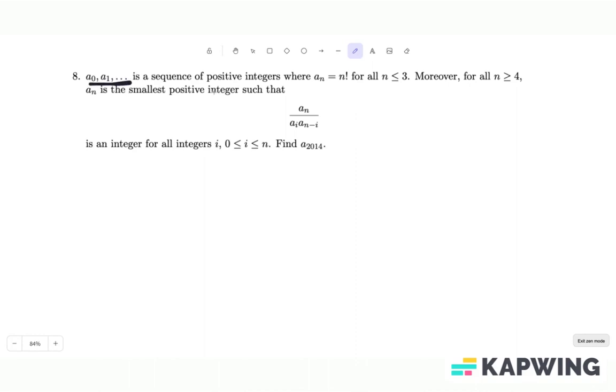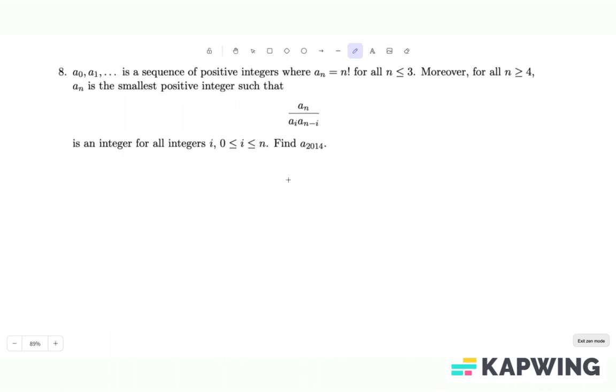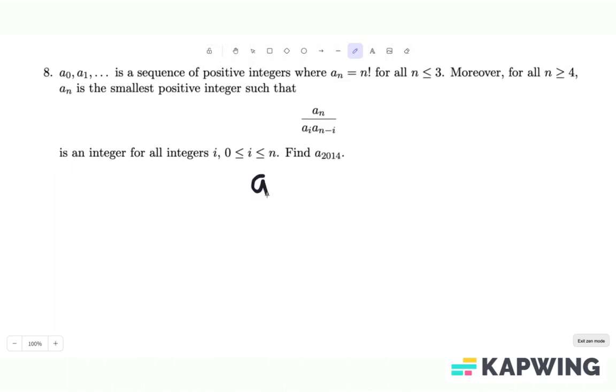A0, A1, and so on is a sequence of positive integers where A sub n is n factorial for all n less than or equal to 3. So that just means the sequence goes like 1, 1, 2, then 6 for the first 4 terms. Moreover, for all other n, A sub n is the smallest positive integer such that this is an integer for all integers I between 0 and n inclusive.